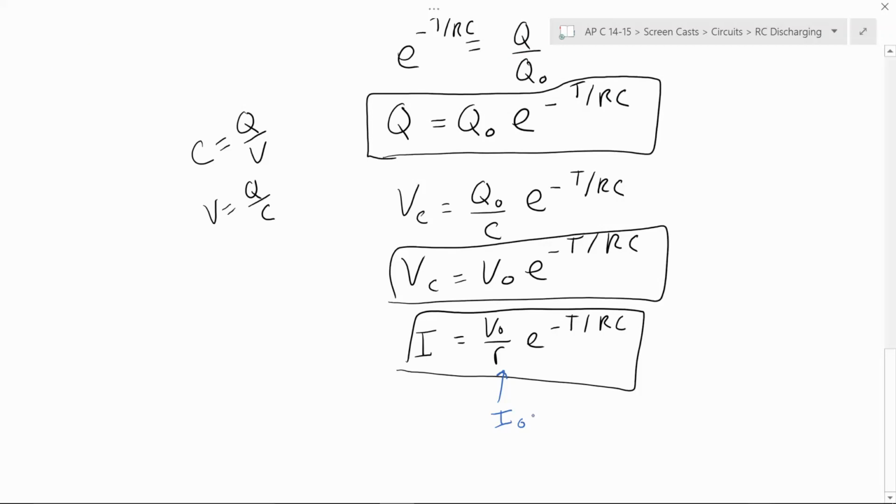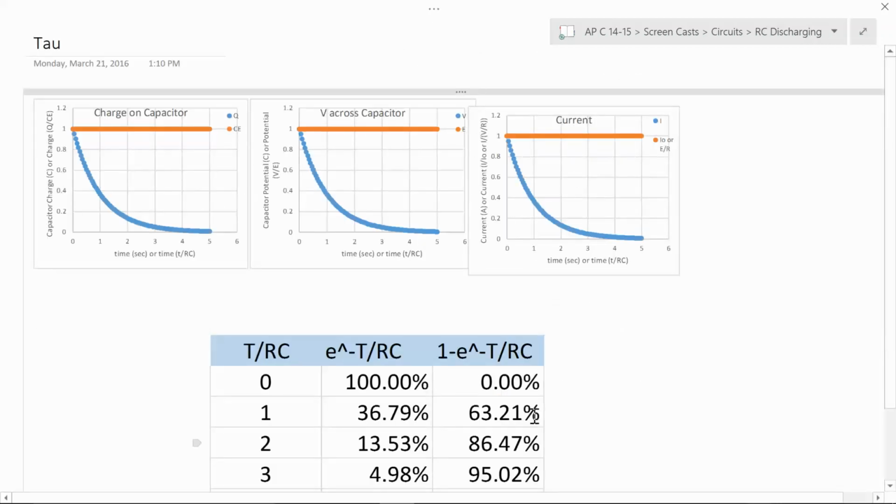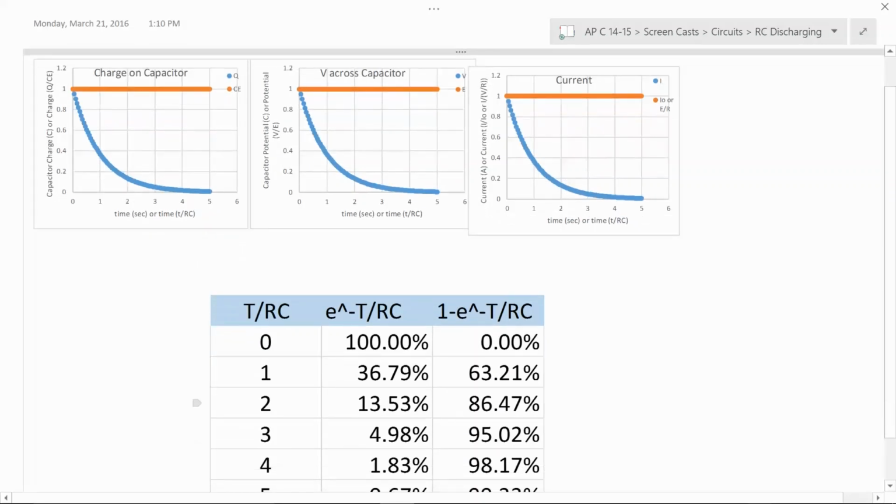So much like with the charging capacitor, let's take a minute and talk about T and tau and RC and what all those things mean. So here we have the capacitor discharging, and you can see all three, charge, voltage, current, are all exponential decays because the voltage across the capacitor and across the resistor are decreasing. Now, the charge, if you recall, let me just pause this and write them.